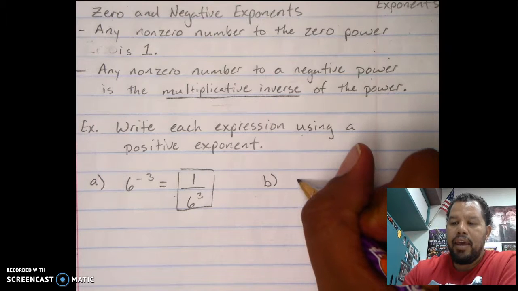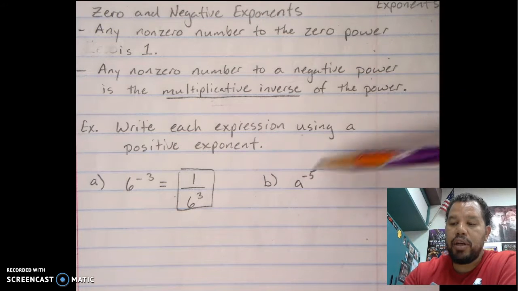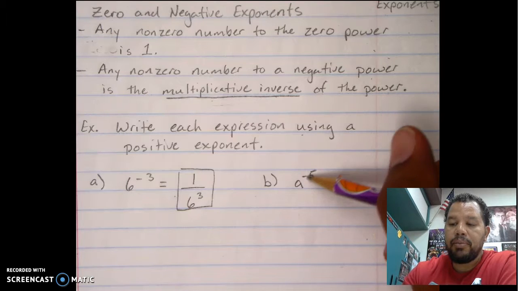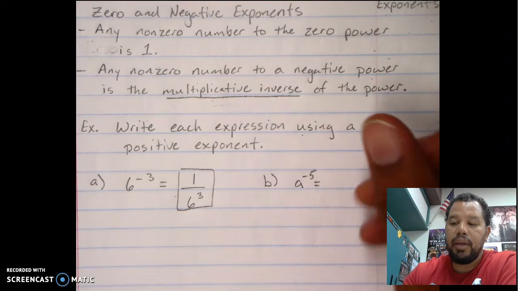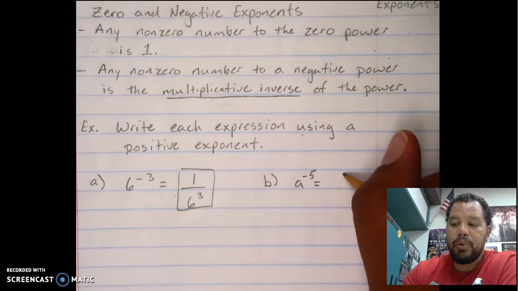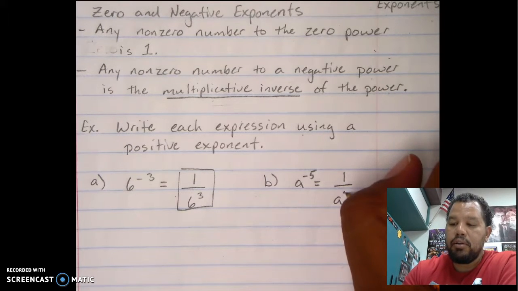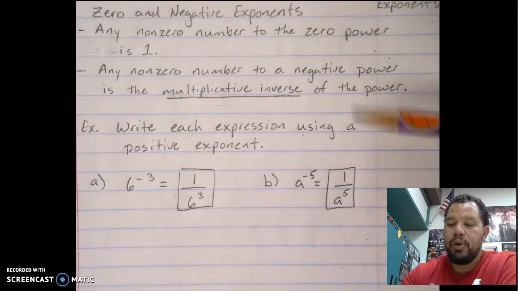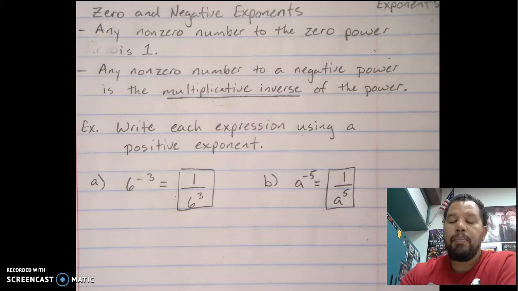Let's look at another one. Let's say we have a to the negative fifth power. Again, we want to write this expression using a positive exponent. By the rule, if we have something raised to the negative exponent, it is the multiplicative inverse. So the reciprocal is 1 over a to the positive fifth power. So it was a negative exponent, we took the reciprocal and made it a positive exponent.